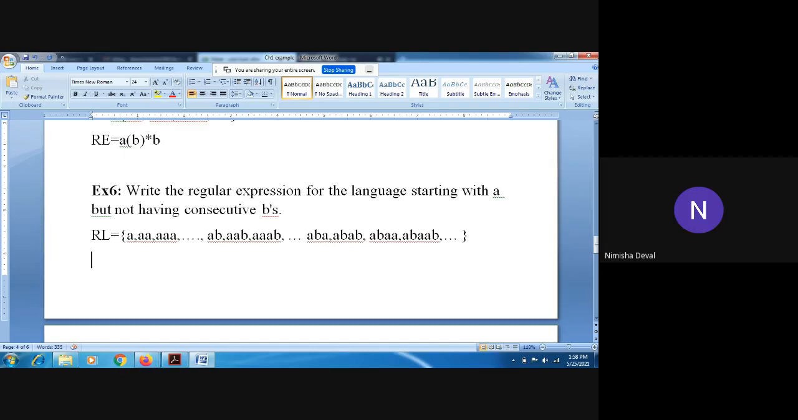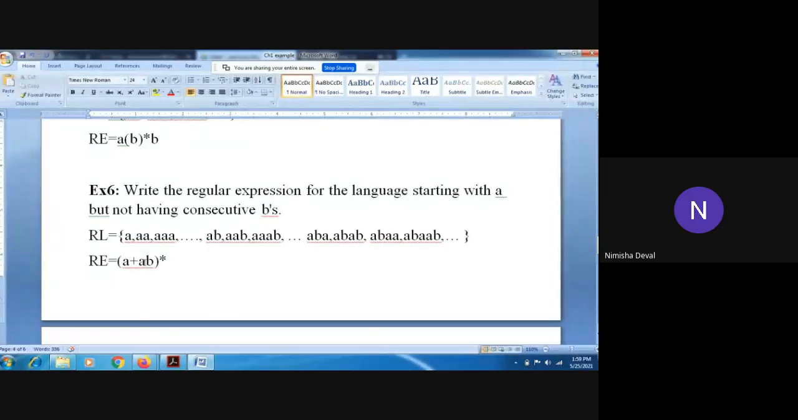So its regular expression becomes: each and every string starts with A. So A is allowed. But now see, suppose I have written A plus B with a closure. It means multiple B's are allowed. By default, consecutive B's will be allowed, but we don't want to allow it. But we have to allow starting with A. Now check whether the strings we have written will be generated from this expression or not.